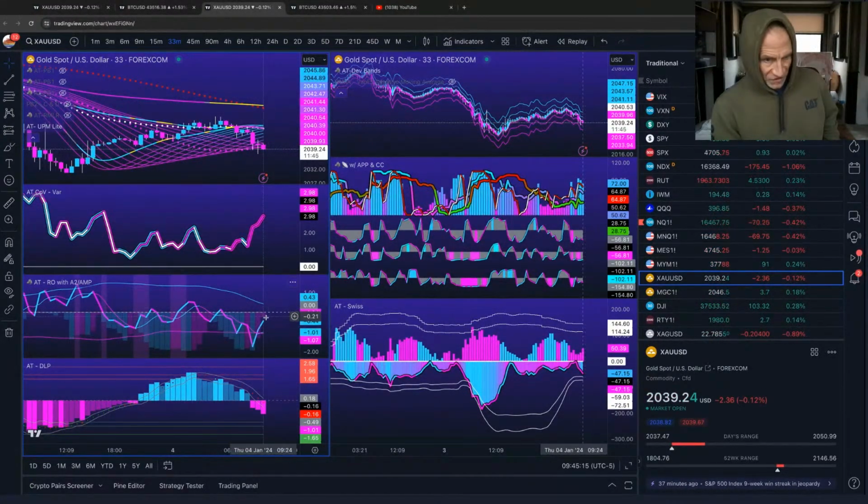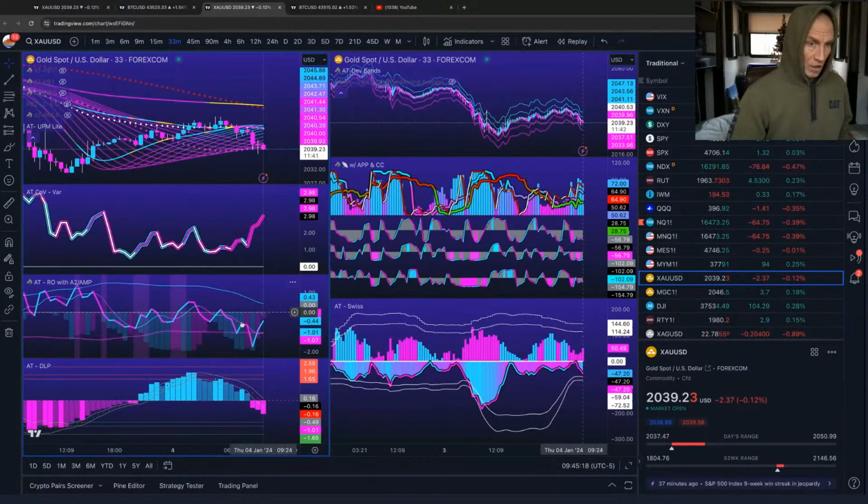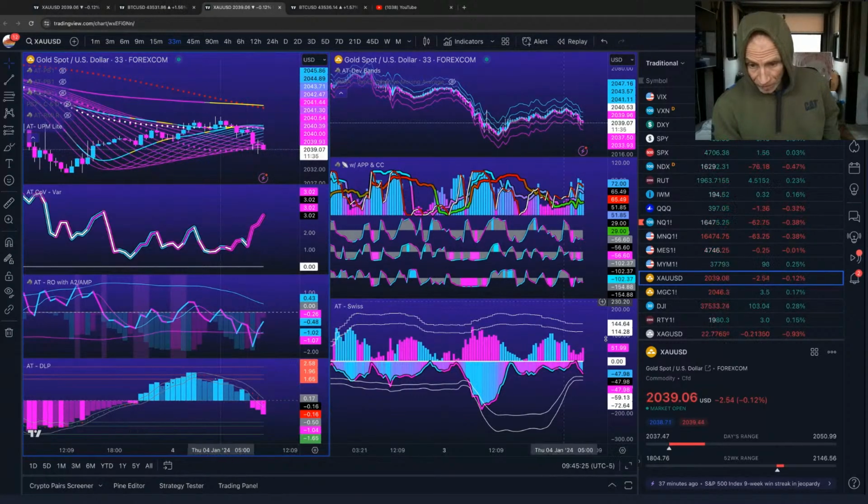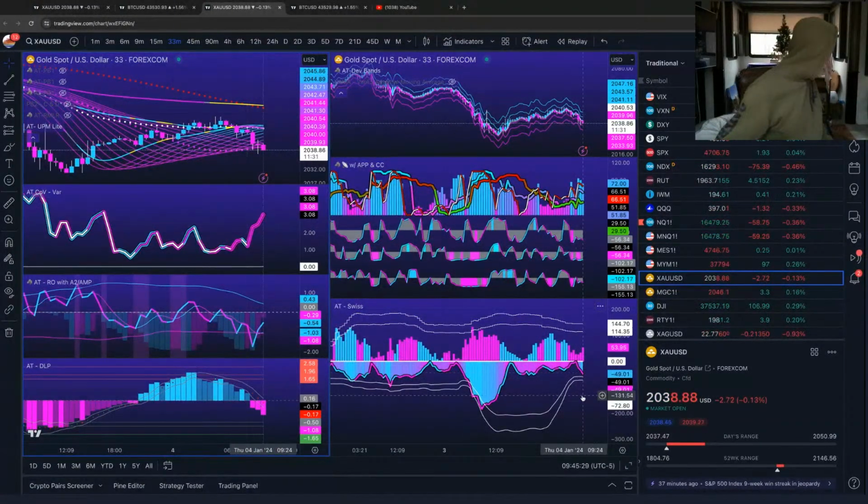I wouldn't be a bit surprised to just see the returns continue to rise. Reject here on that point of hidden bear and just dump out. DLP is kind of agreeing with me, and you're starting to trend here on the 33 minute.